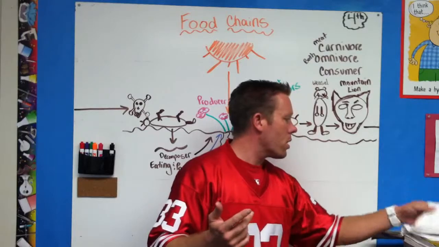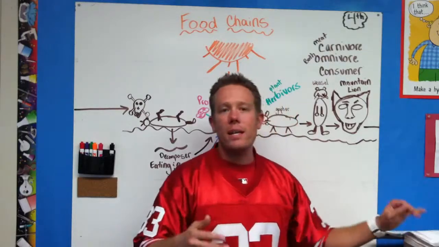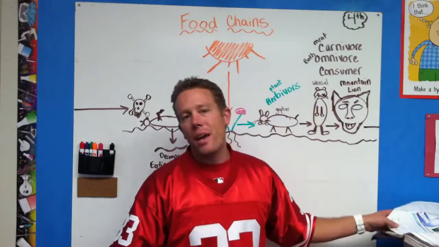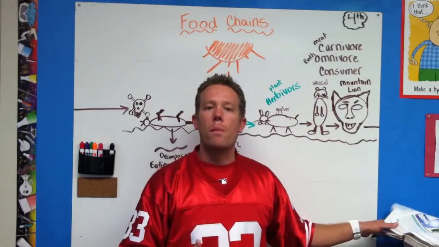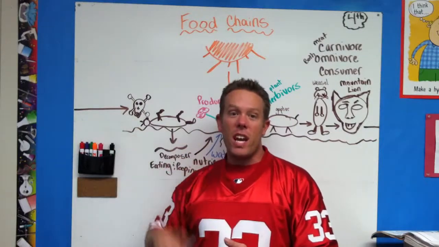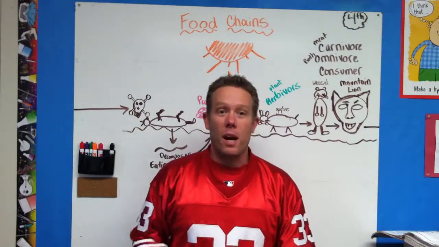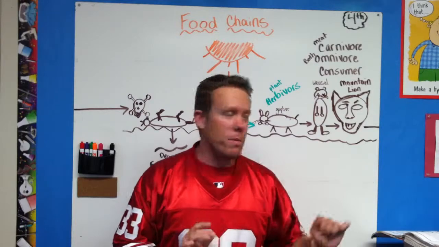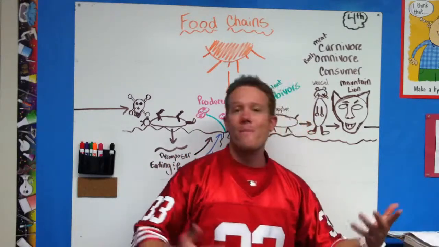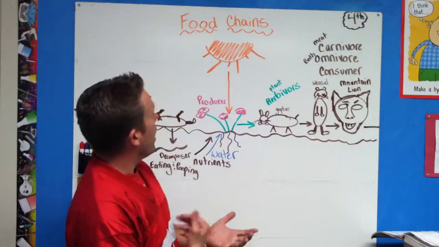Carnivores, herbivores. A food chain is the passing of energy from one organism to another. Energy, we talked about, comes in the form of food. And at the very end of the food chain, the energy comes out as poop from the decomposer. We talked about producers. That is it for food chains.